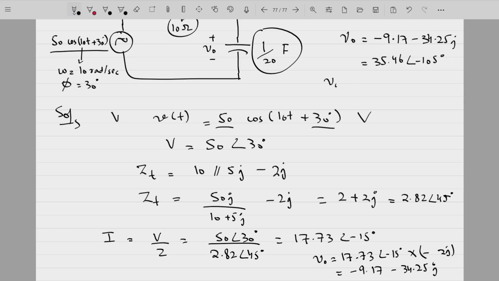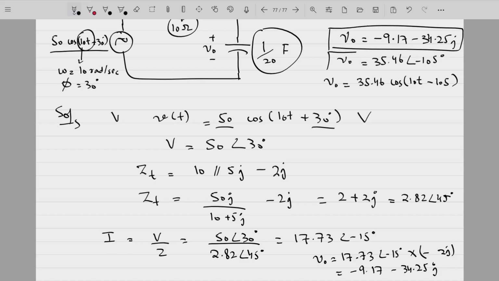You can also put it in the sinusoidal form. V naught आपका 35.46 cos of omega t. omega t सेम रहता है, जो ओरिजिनल था, और फेज़ यहाँ पे minus 105 है. तो ये आपका इसका साइनोसाइडल फॉर्म हो गया. ठीक है. तो you can put it in any of these three forms. ये एक ही चीज है.